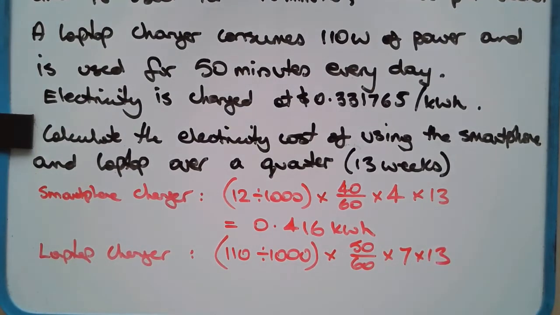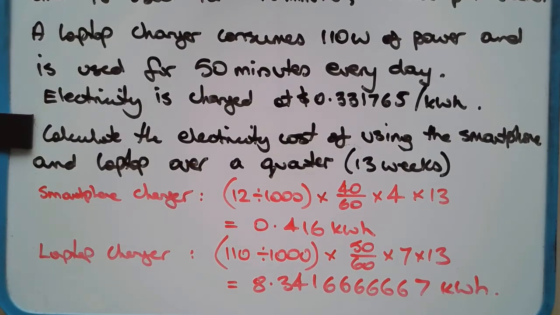Okay, so let's enter that into our calculator, and we'll see what we get. So times 7 times 13. Okay, and we get 8.3416. Actually, I won't round just yet. I'll round it at the very end.